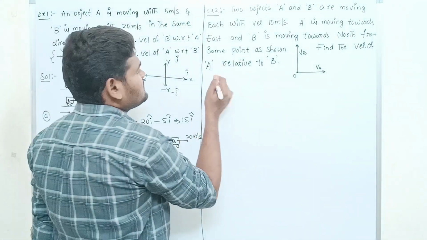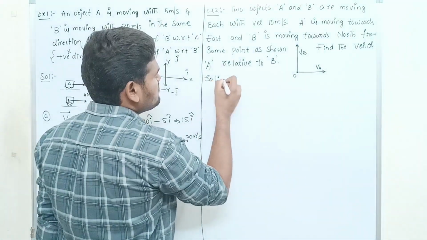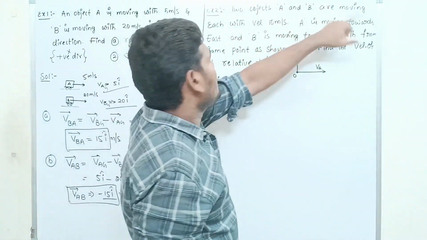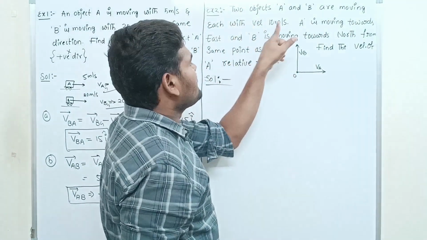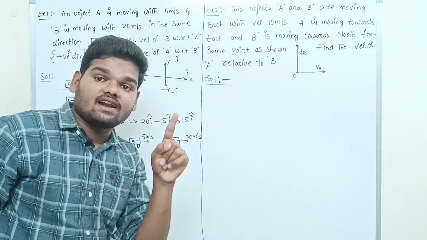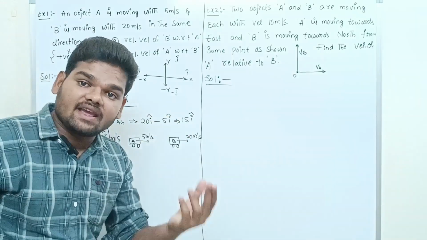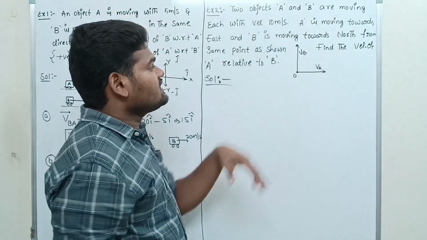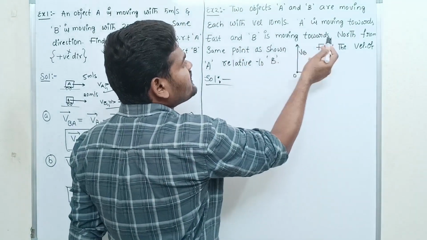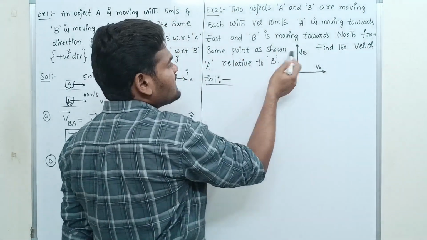So let us come to the second one, solution. So what they have given, have a look. Two objects capital A and capital B are moving each with velocities 10 meter per second. So they are given two objects. Those two objects are moving with the same speed. What is that? 10 meter per second. A is moving towards east and B is moving towards north from the same point as shown.